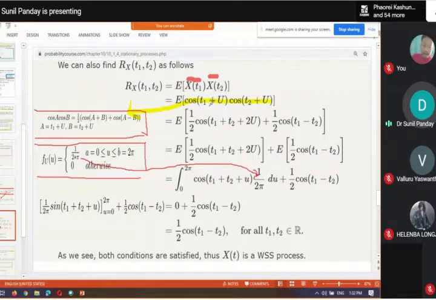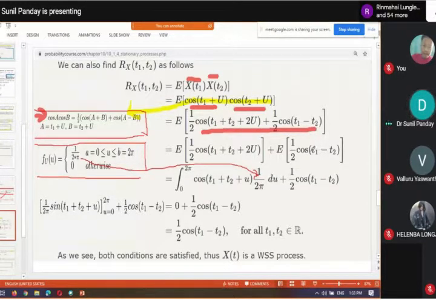And what is X(t)? X(t) is cos(t + U). So X(t1) is cos(t1 + U) and X(t2) is cos(t2 + U). To simplify this, we use the formula we learned in 12th grade: cos A cos B equals 1/2 [cos(A + B) + cos(A − B)]. We use this formula on these values, and finally we arrive at this simplification.